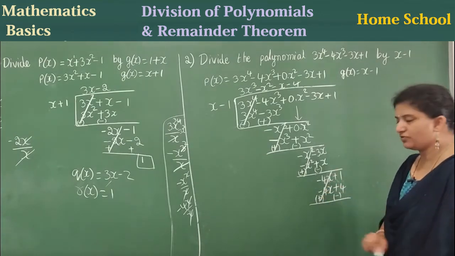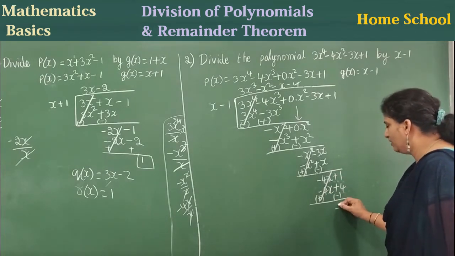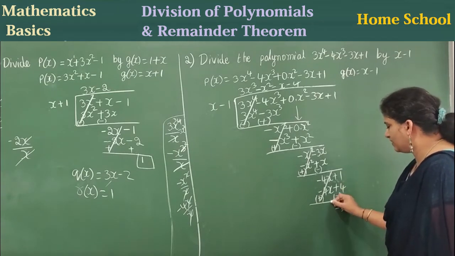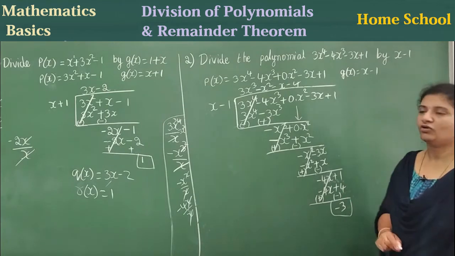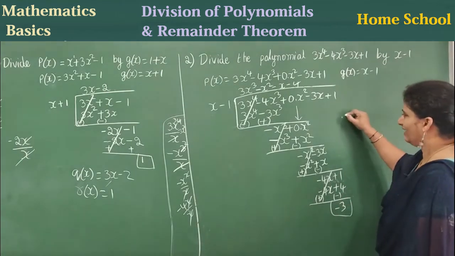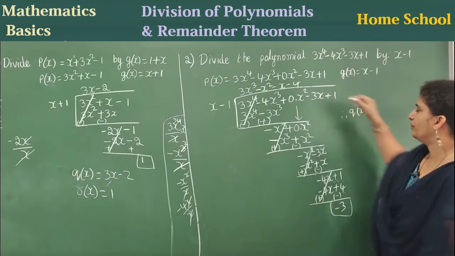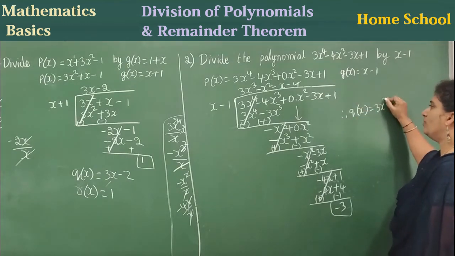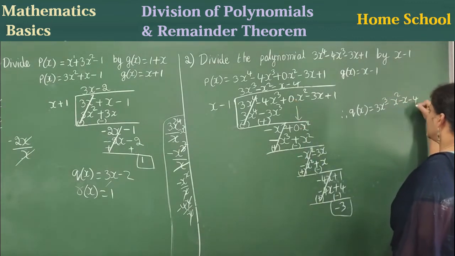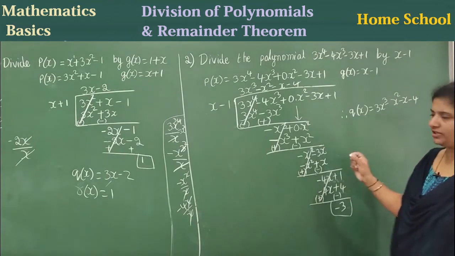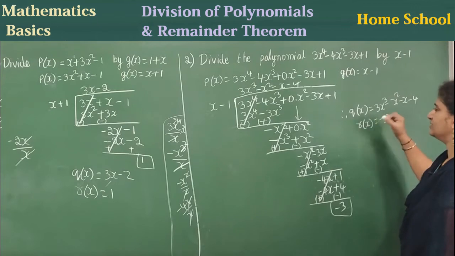Minus 4x plus 4x will be cancelled. Minus 4 plus 1 will be? Minus 4 plus 1 will be minus 3. Right? So finally, what you got, children, here? Therefore, quotient Q of x is equal to 3x cube minus x square minus x minus 4. This is your quotient, and your remainder r of x is equal to minus 3.